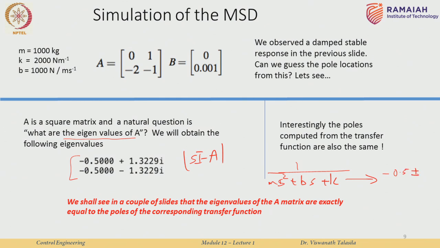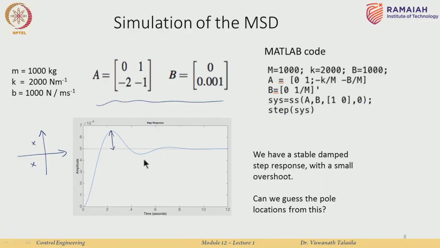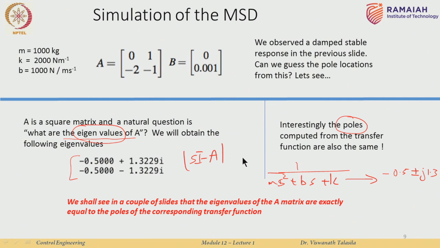So, you get minus 0.5 plus or minus j 1.3229, all right. So, in this particular case, we are seeing that the poles of the system are exactly equal to the eigenvalues of A. We will see a little bit more formally why this is true, but this is very interesting because it shows that this new modeling approach of the state space system, at least with respect to the dynamics of this kind, exactly corresponds to what we see from the transfer function modeling approach, okay.